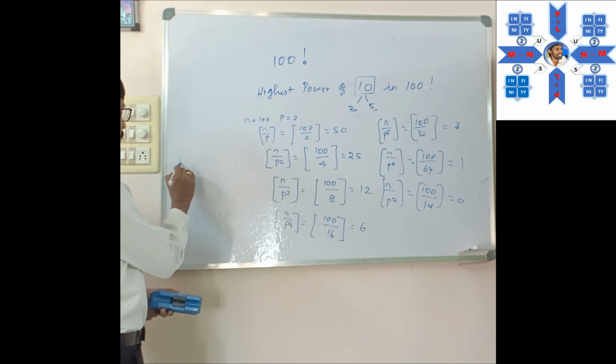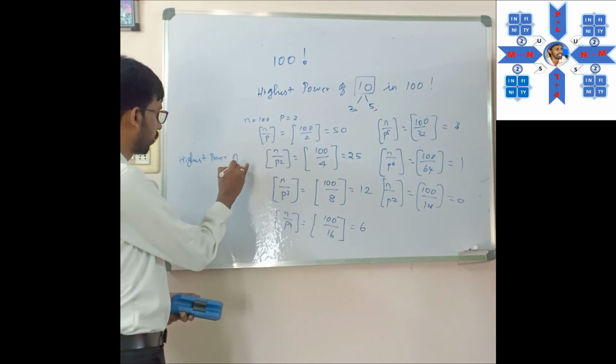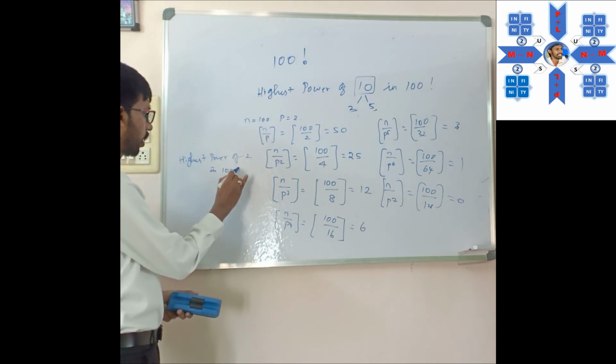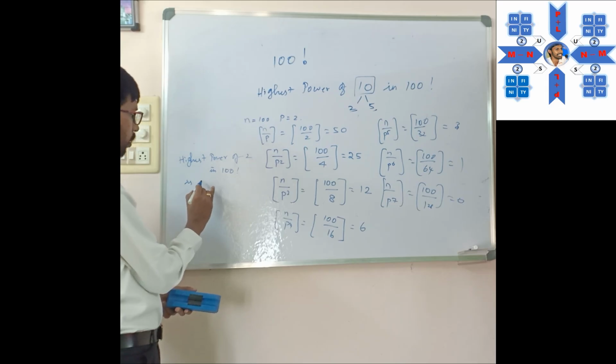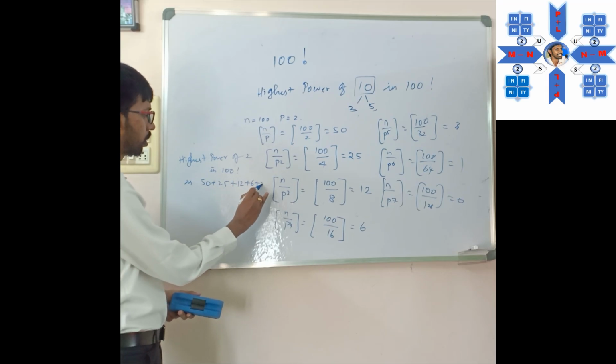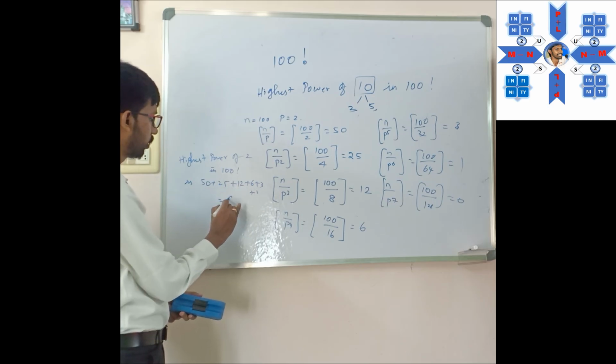Therefore the highest power of 2 in 100 factorial is 50 plus 25 plus 12 plus 6 plus 3 plus 1, which results in 75, 87, 97.